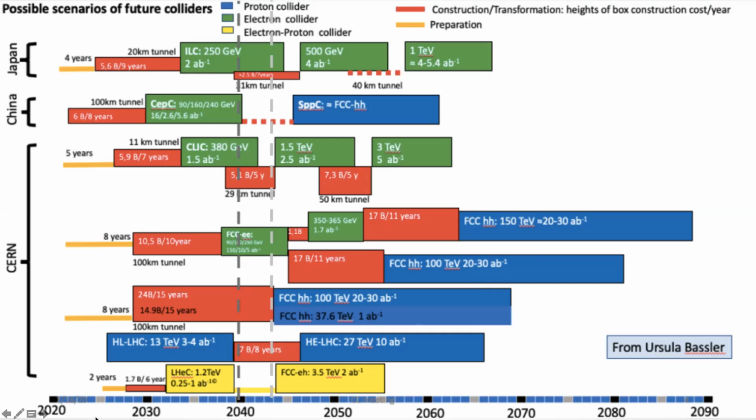And these different lines here are for the different options. So currently the CERN Council prefers, in the case that funding can be obtained for the tunnel, the FCC-ee and then FCC-hh construction.